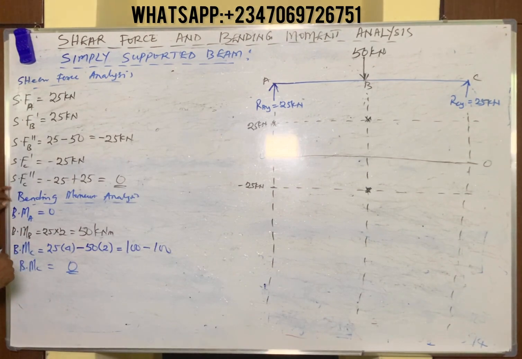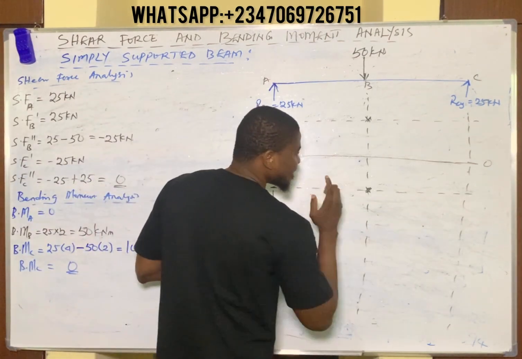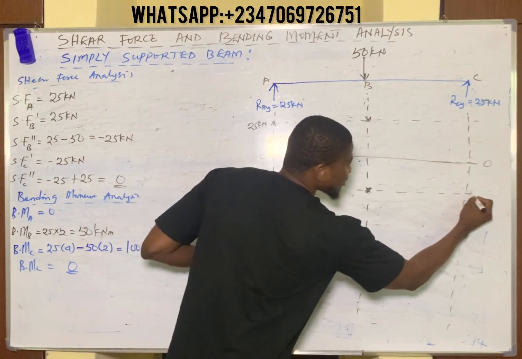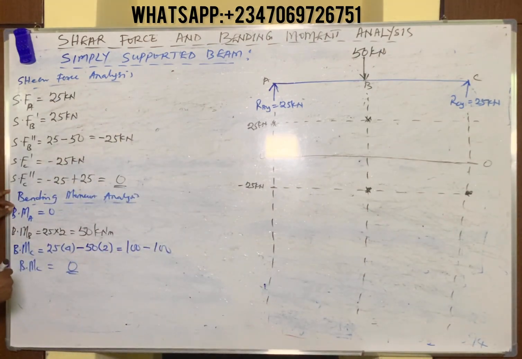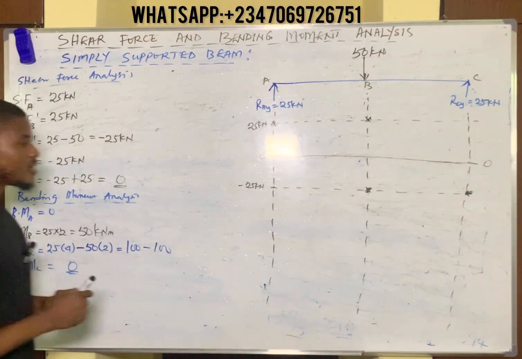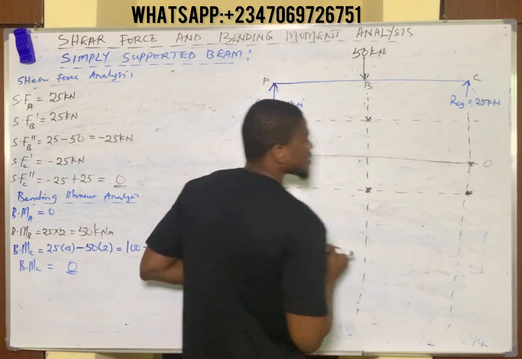Then shear force at C, initially at point C, still remains negative 25. So from point B, this is now point C, initially still negative 25. So you asterisk that point. And finally at point C, shear force C double prime becomes 0. So finally you have it here as 0. So you asterisk and keep that there.